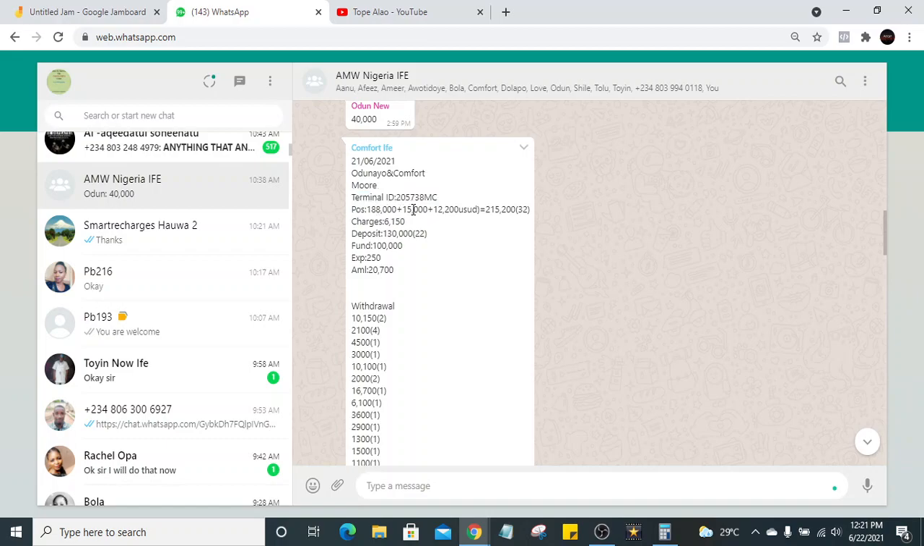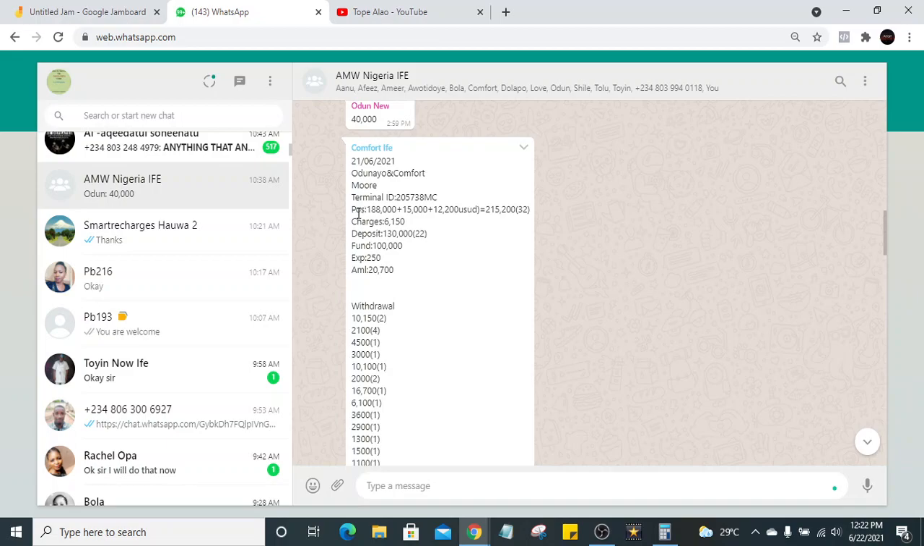Then the POS amount, the way you are seeing it there. I think they used two POS. Then USSD. There's something we call USSD, that is like our own transfer in. So this one will be your own transfer in. They usually add the two together.